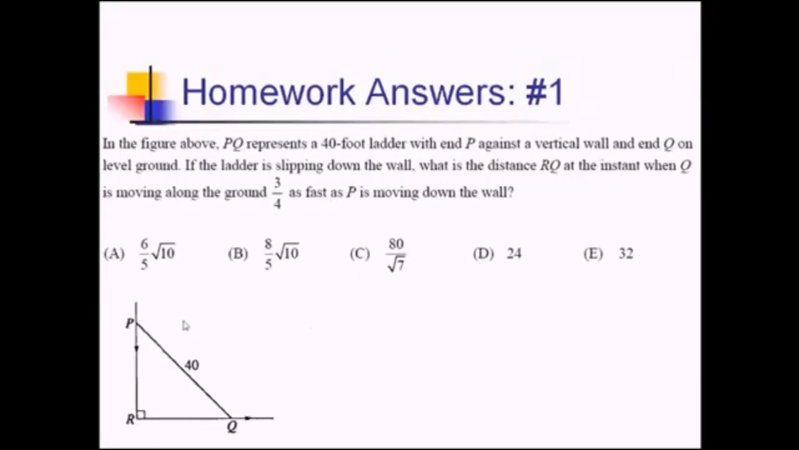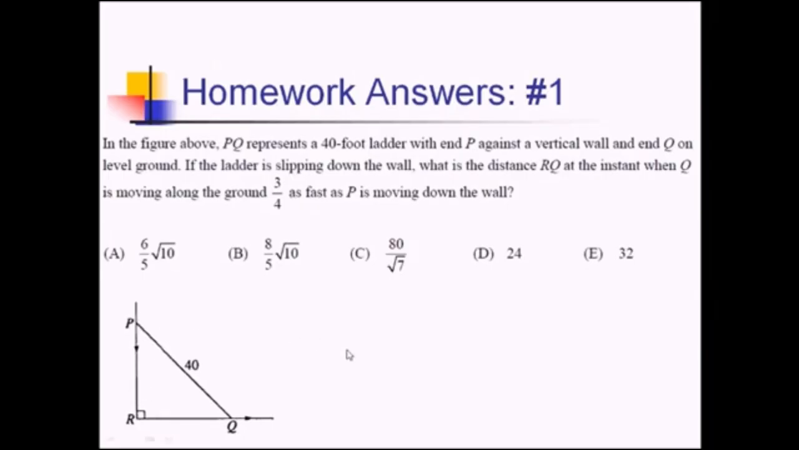For number one, we've got this triangle representing a 40-foot ladder that's sliding down the wall. Long story short on this one, we want to figure out this RQ distance, the distance of the ladder from the wall on the floor, at the time when the rate of change of this is 3/4 the rate of change of this downward component on the ladder.